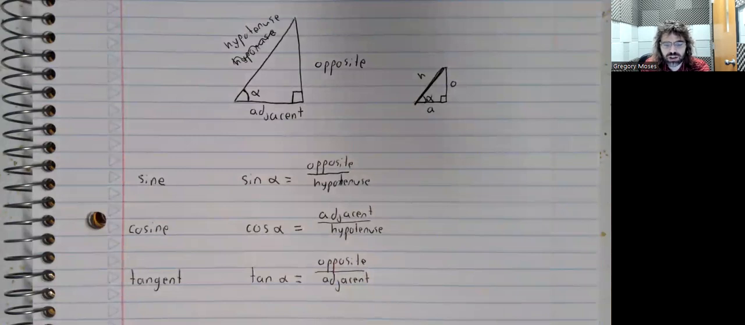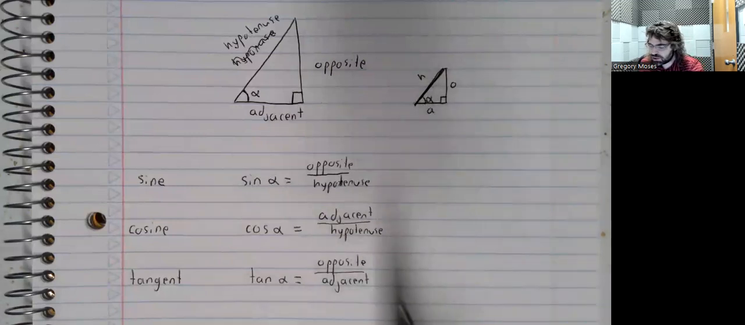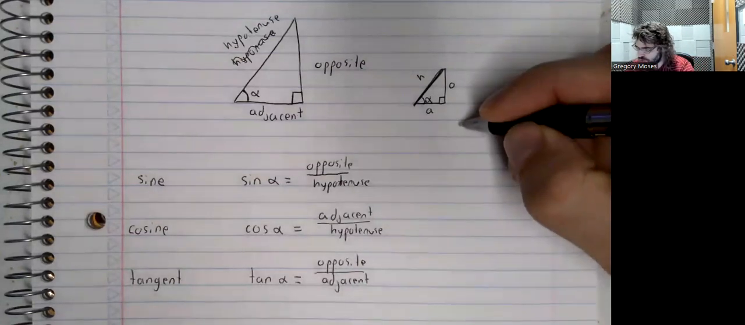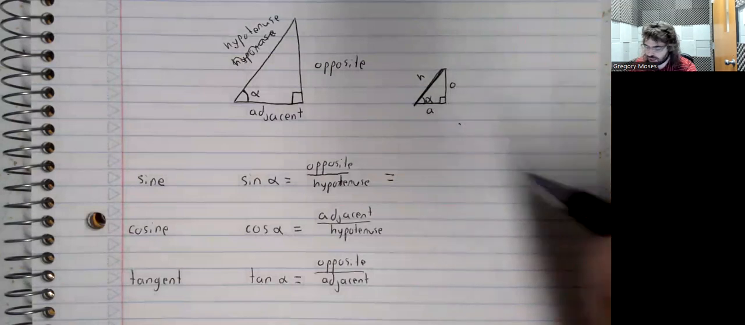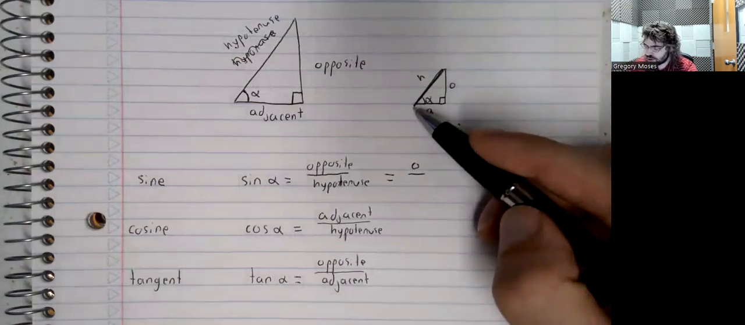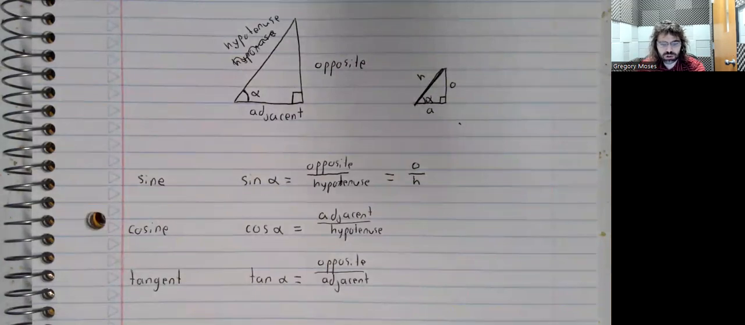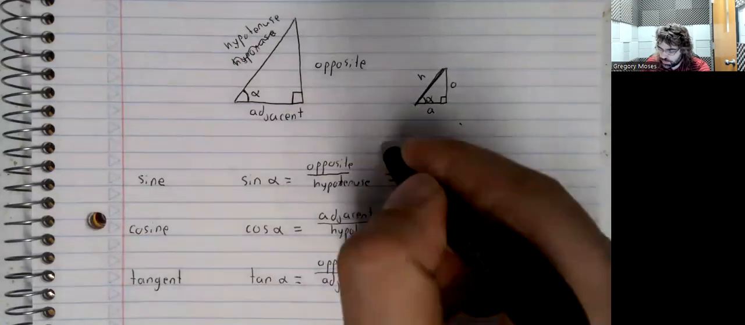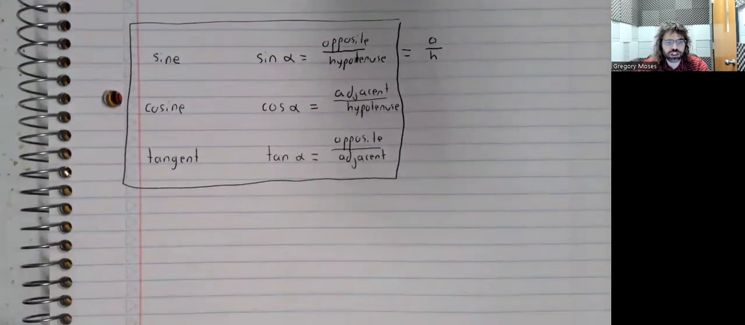They don't depend on the size of the triangle. So this triangle, different sizes, but this alpha is the same. So if we go over to this triangle, the sine of alpha is the opposite side over the hypotenuse. These ratios only depend on the angle, not the size of the triangle. And this all has to be committed to memory. This is a fundamental part of trigonometry.